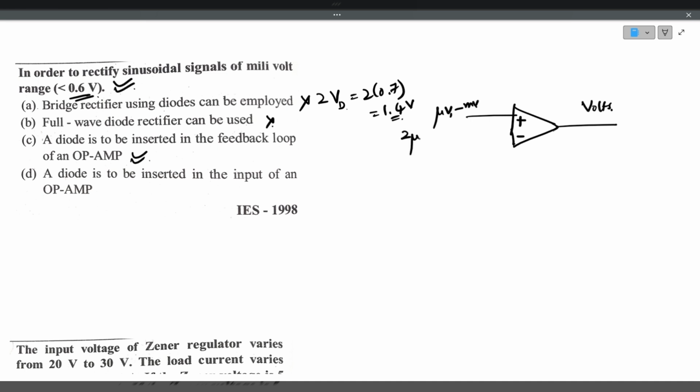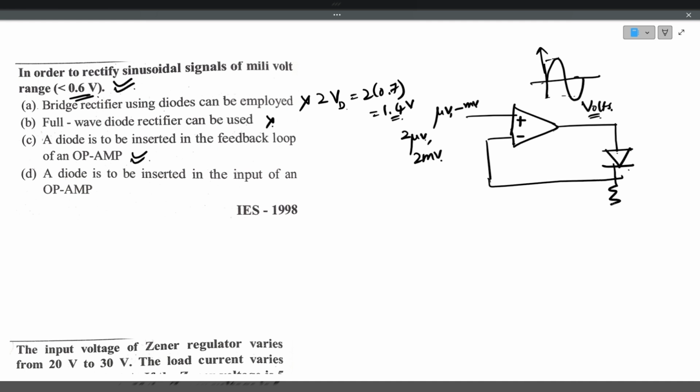Suppose 2 microvolts is there. The output will be approximately in volts; a 2 microvolt or 2 millivolt input can be converted into volts. When it is converted into volts, it will be amplified by the operational amplifier. And as this is in the range of volts, not in decimals, it can be easily rectified by placing the diode in the output feedback loop. That is the concept. This is the output feedback loop. This is the load resistance RL. So an operational amplifier will be used with a diode in the feedback loop. This answer is option C.